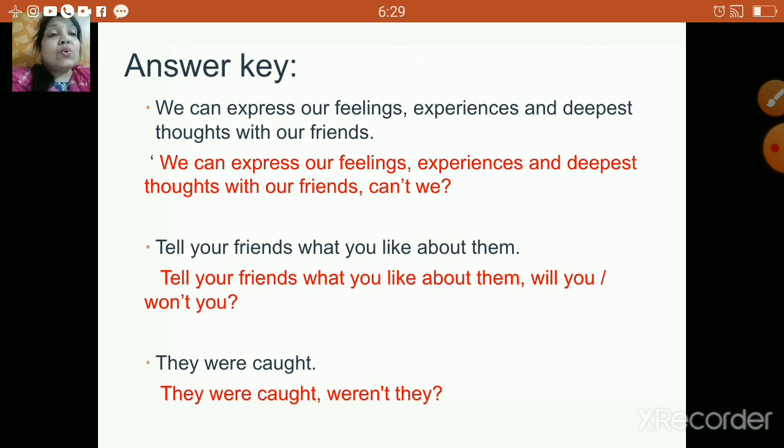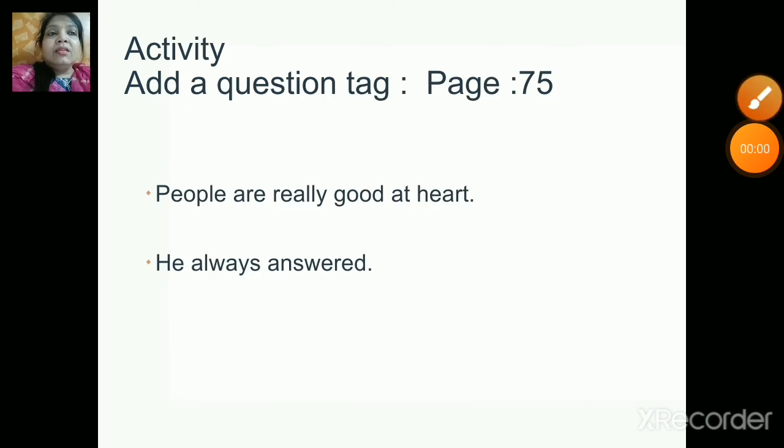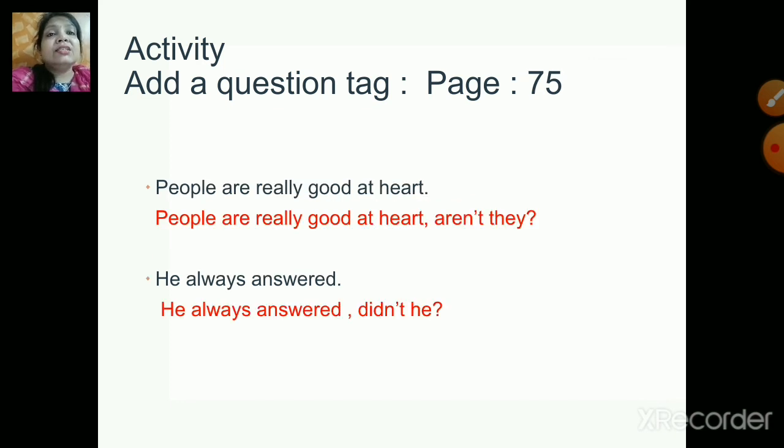Right? So this is very simple, children. You see how we are actually enjoying while framing the correct sentences with the question tags. Now let us check a few more examples. People are really good at heart. Next, he always answered. Let us check the answers, children. People are really good at heart, comma, aren't they? Right. Next one. He always answered, comma, didn't he? Yes.